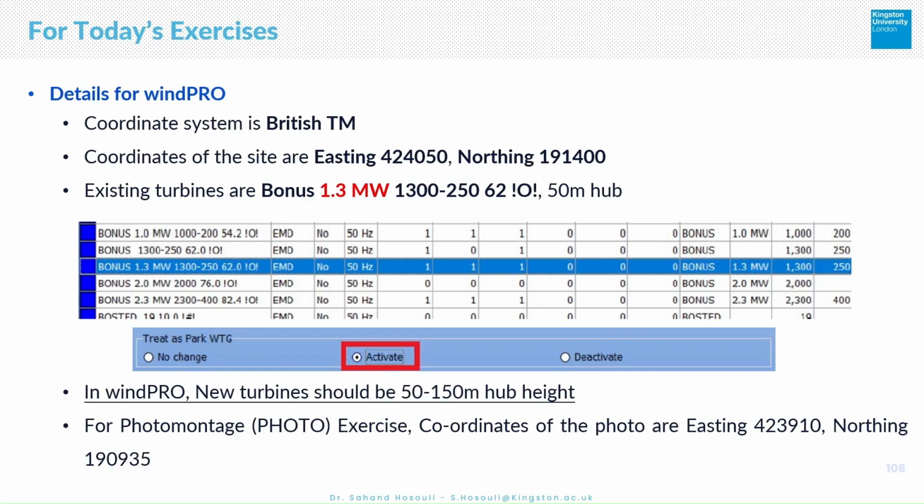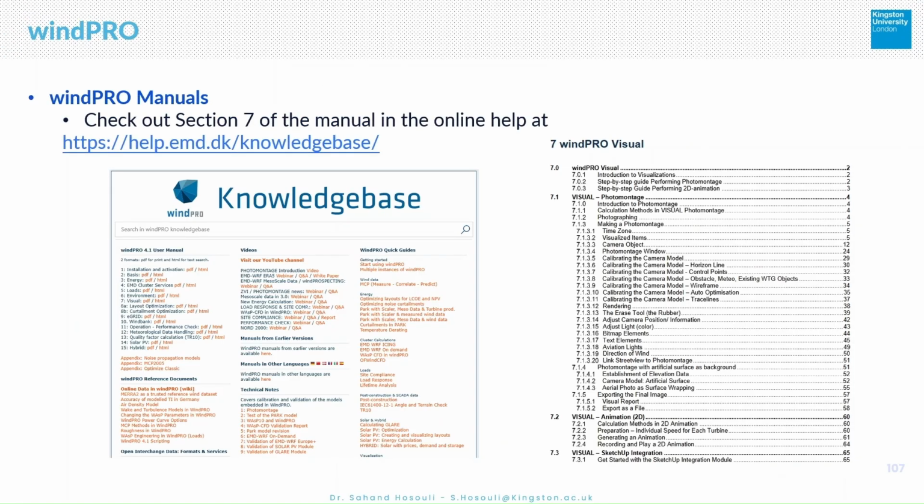Remember from this morning that for photomontage, the coordinates of the photo are easting 423910 and northing 190935. So we will use these coordinates for the photomontage exercise. If you want to read more about this module, you can take a look at the knowledge base of windPRO section 7, which is focused on the visuals, and specifically 7.1 in terms of the photomontage.